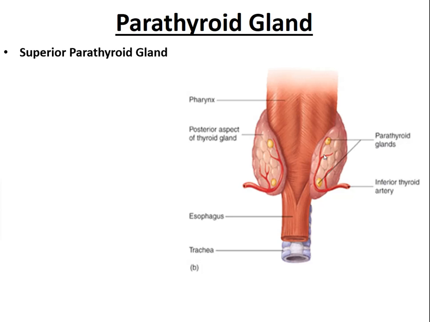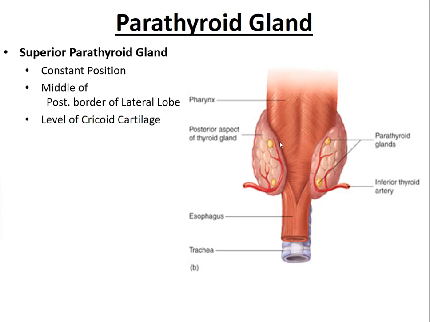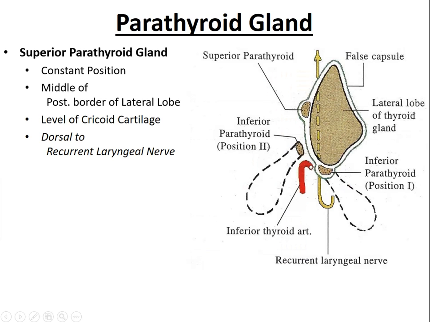Now let us see the superior parathyroid gland first, which is in a constant position. It lies at the middle of the posterior border of the lateral lobe of the thyroid gland and at the level of the cricoid cartilage, and it lies dorsal or posterior to the recurrent laryngeal nerve.